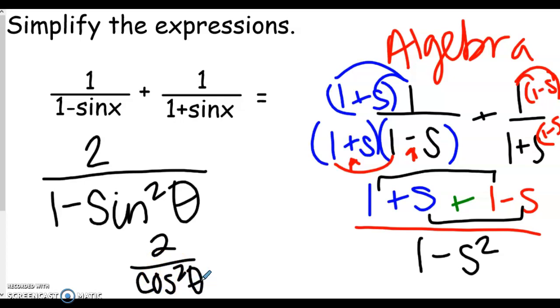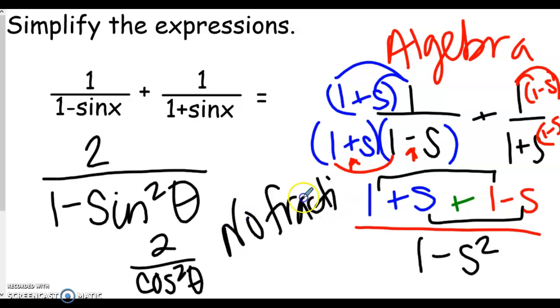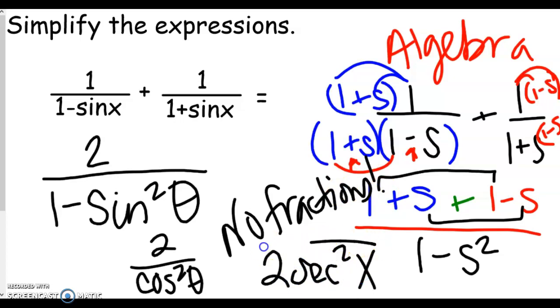Now, do you remember we can't have fractions? No fractions. That means my final solution is 2 secant squared x or theta. I suppose I should use x because that's what it was. Is that not amazing? Whew. If you're not sure how I got to secant, go back and check your main functions and see what happened.